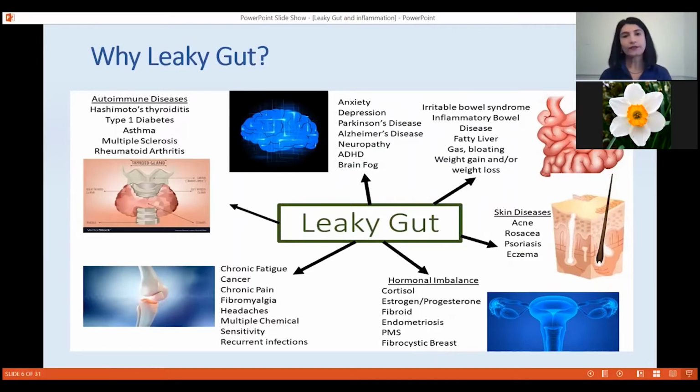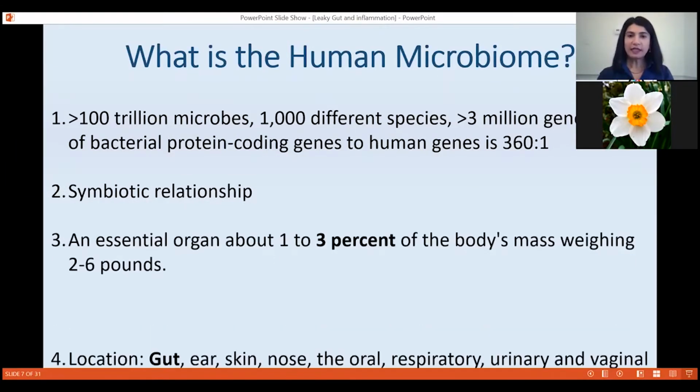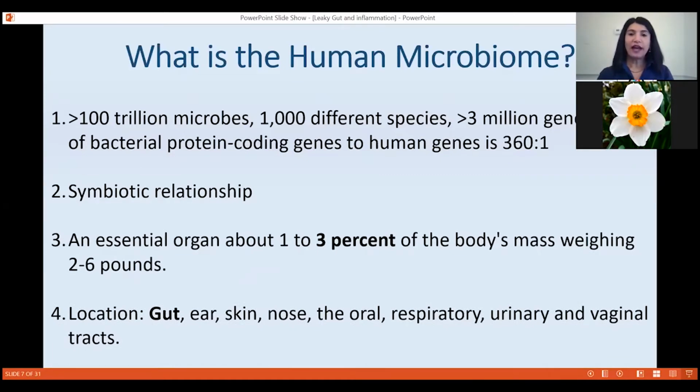Could you discuss the critical role that gut bacteria plays in leaky gut? So if we look at the gut bacteria that are within us and on us, it would surprise a lot of us to know that the gut bacteria that we harbor is over 100 trillion. There are more than 1,000 species.